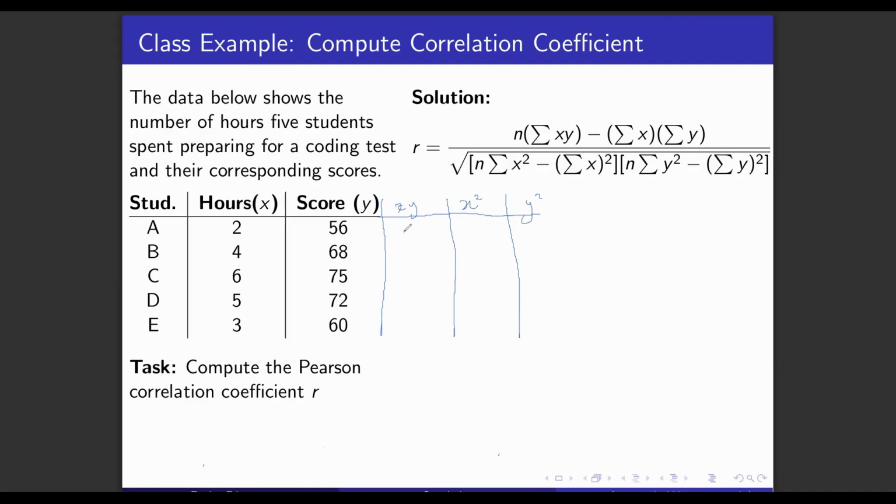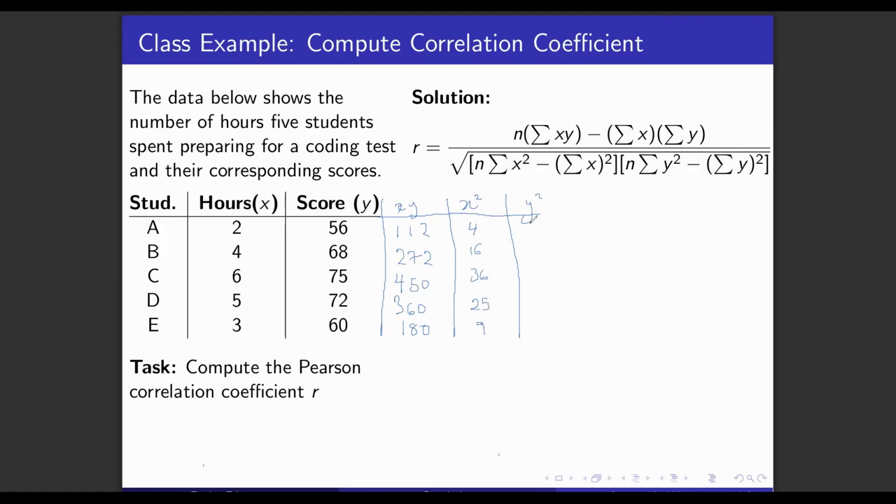Let's start filling in the values for these. So for xy, we have 2 times 56, 112, 4 times 68, 272, 6 times 75, 450, 5 times 72, 360, and then 3 times 60, 180. Now for x squared, we have 2 squared giving us 4, 4 squared is 16, 6 squared 36, 5 squared 25, and then 3 squared is 9.